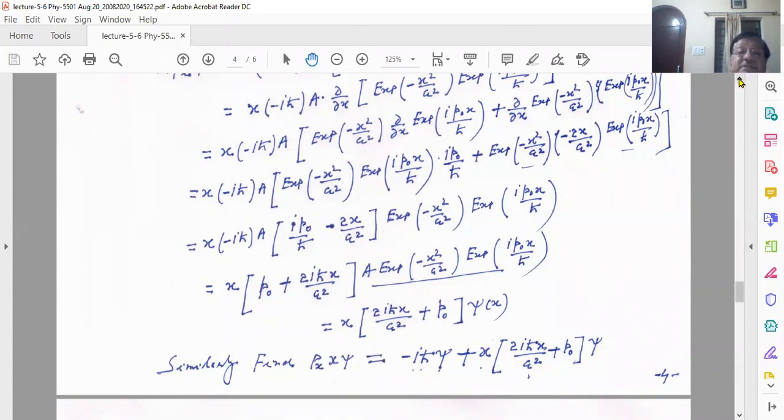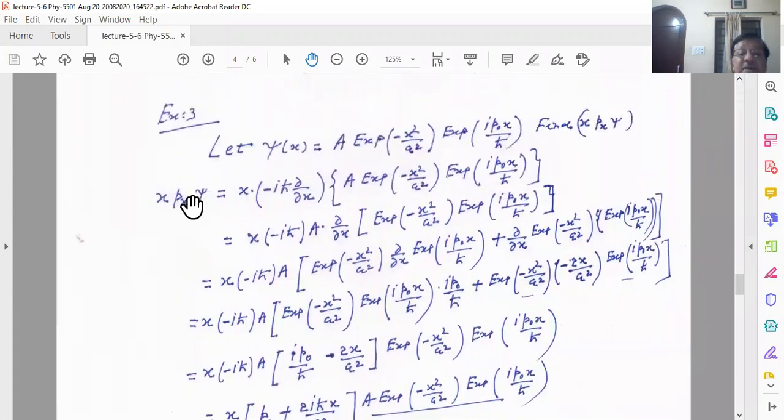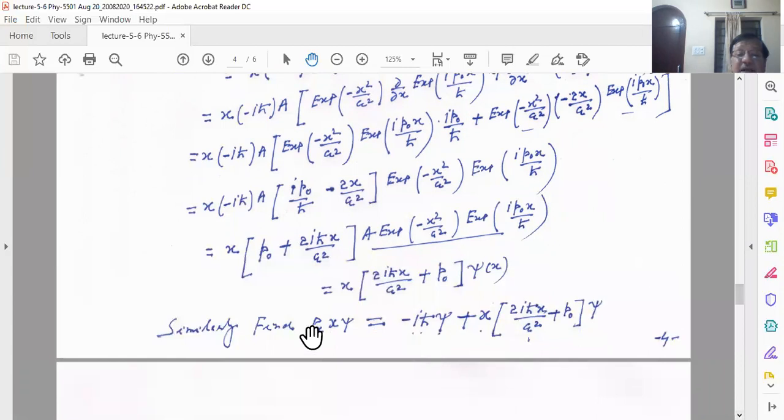See, look at this. Here you have calculated x Px psi. Okay, x is operating on Px psi. And now I am saying that you calculate Px x psi, because x and Px do not commute. So you have a Px x psi, and the answer you will get, this is what I have calculated.